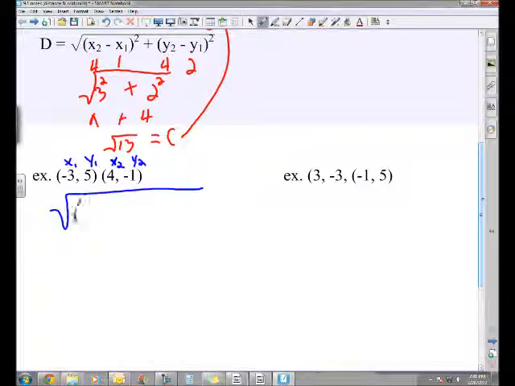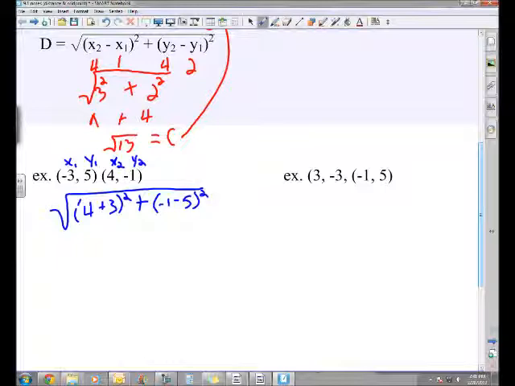That's going to be 4. We're going to subtract x sub 1. That's going to be a negative 3. We'll make that a plus 3. And we're going to square that. And we're going to add to that. We'll start with y sub 2. And that's going to be a negative 1. And we're going to subtract from that a 5.